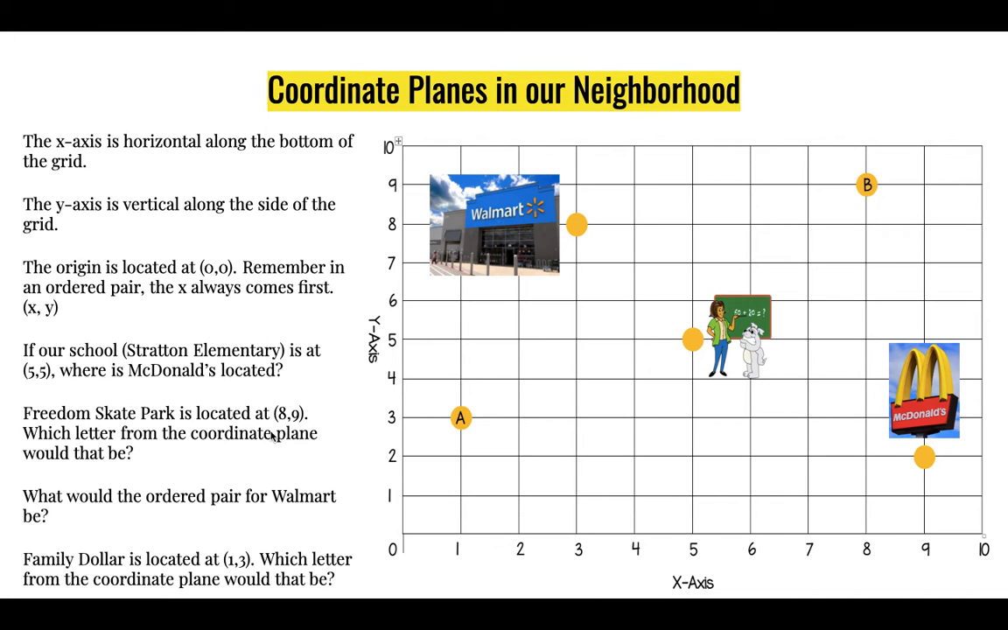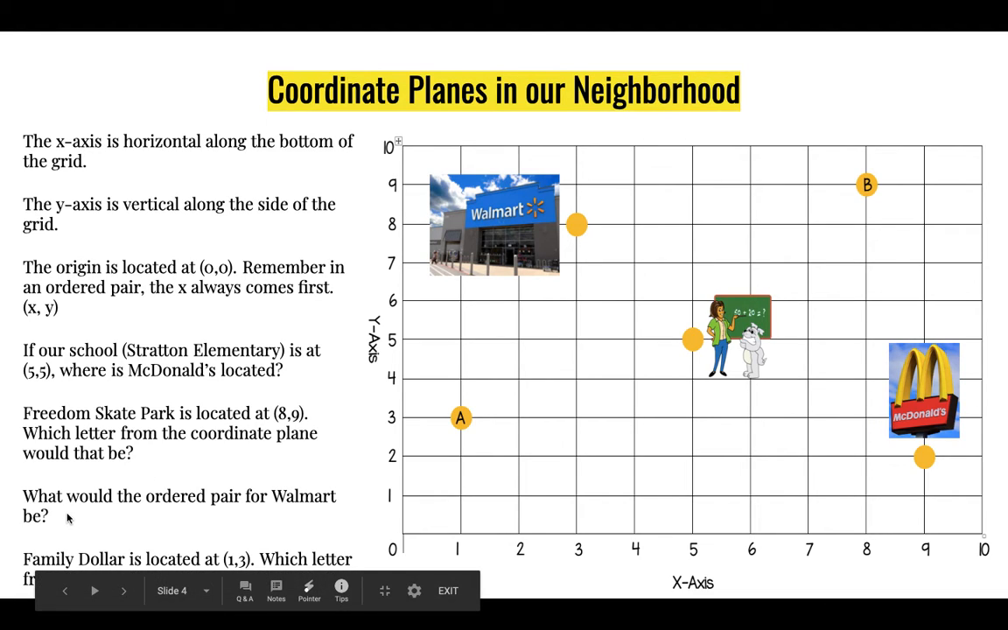So remember, I said you start at your X, so your X is going to be 8, and your Y is going to be 9. So try to figure out which one Freedom Skate Park is. Is it A or B? And on your piece of notebook paper, just write Freedom Skate Park and write the letter A or B.